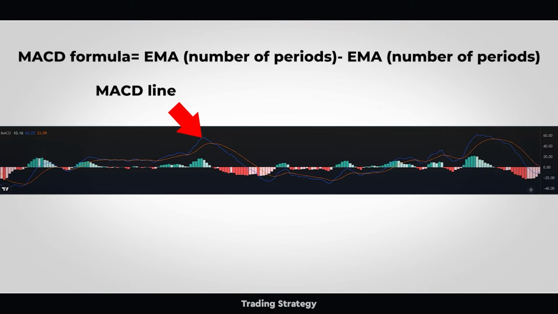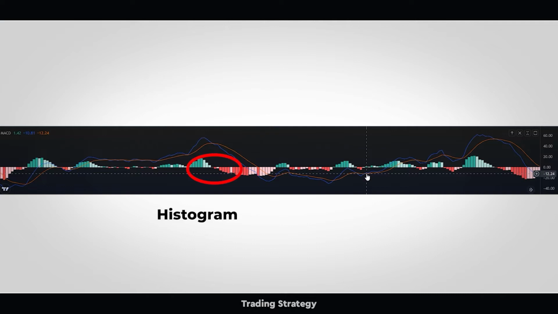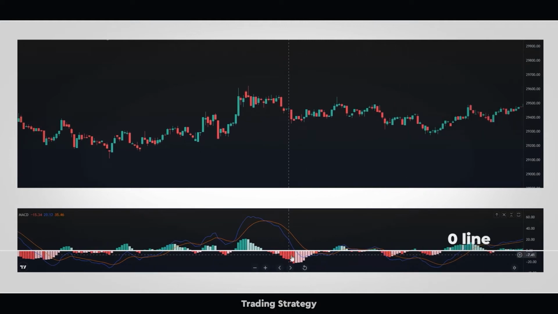The MACD formula is equal to EMA of a number of periods minus EMA of a number of periods. The second line is the signal line. It is nothing more than an exponential moving average of the first line, almost always 9 periods, and which will intersect every so often with the main line. Then we have the MACD histogram, which just measures the distance between the two MACD curves. If the bars are above 0, the uptrend will most likely continue. On the other hand, if it is below 0, it means that the bears rule.